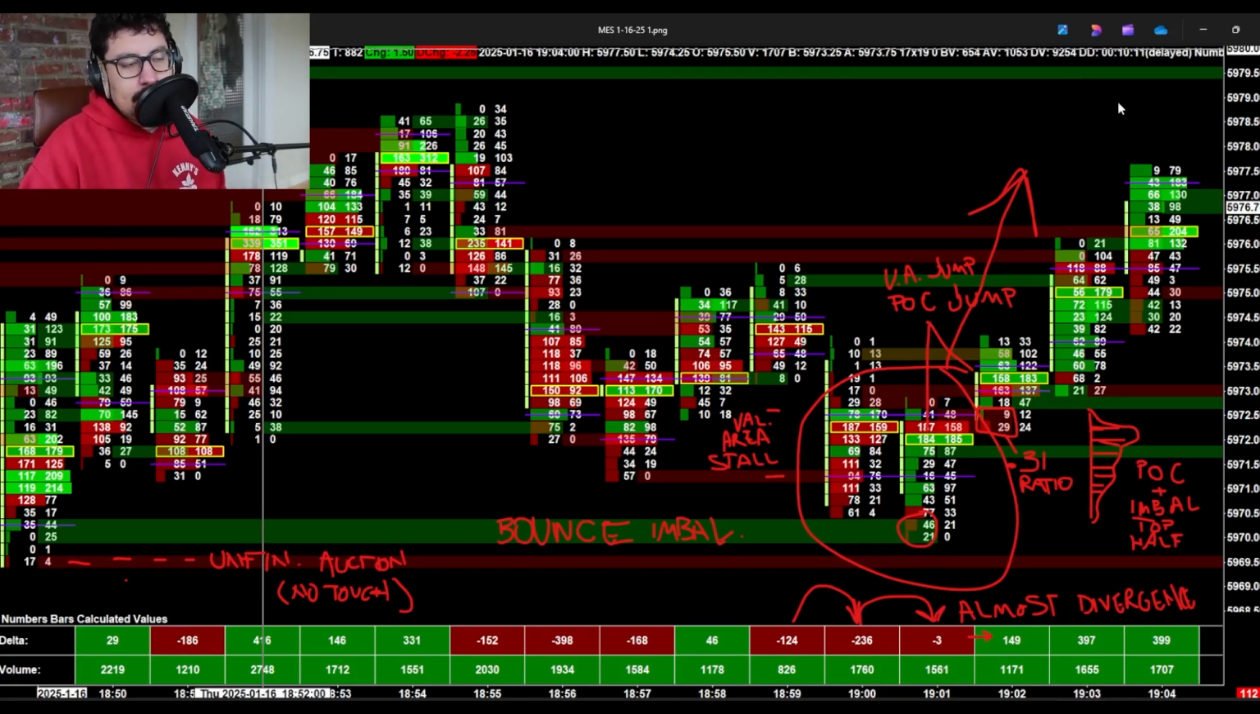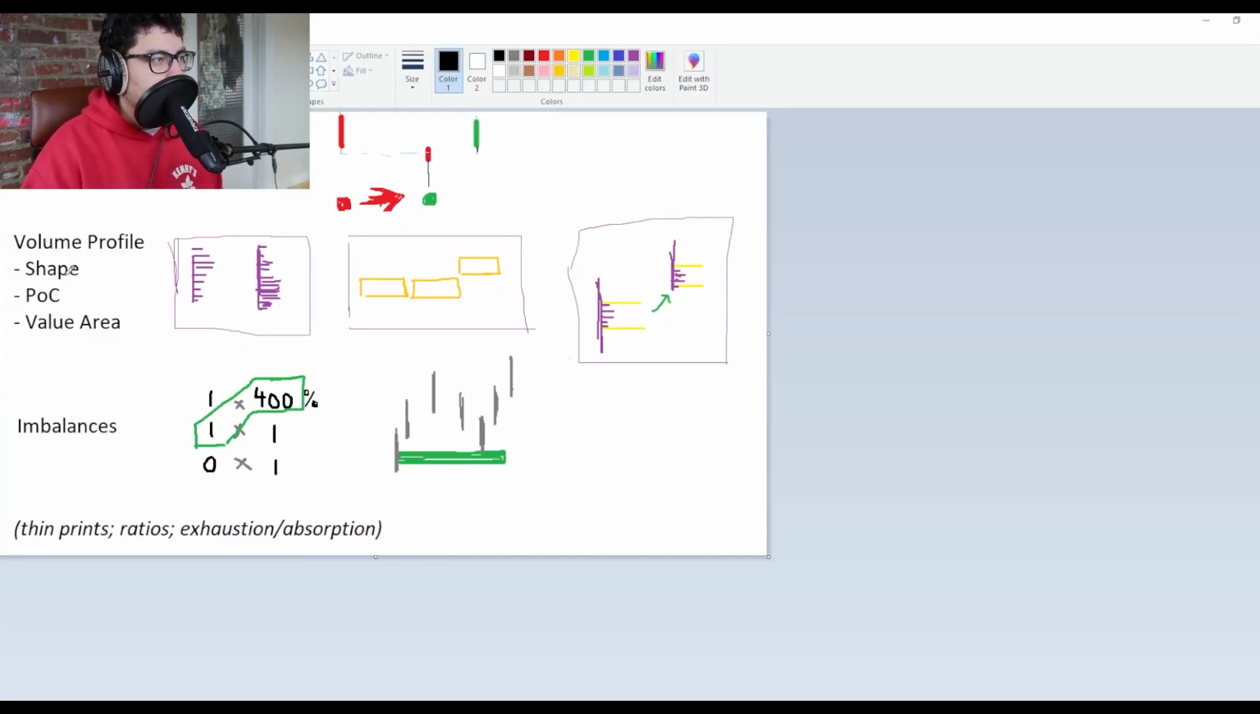Well, let's look at this because we have our concepts, right? Delta, volume profile, imbalances. Let's look at delta first.